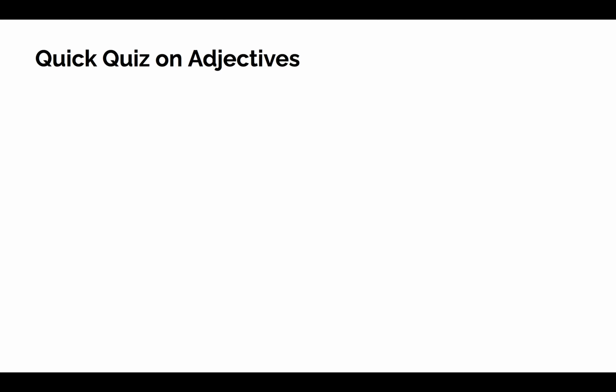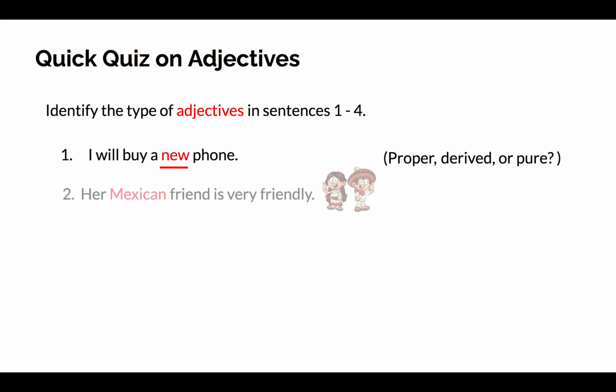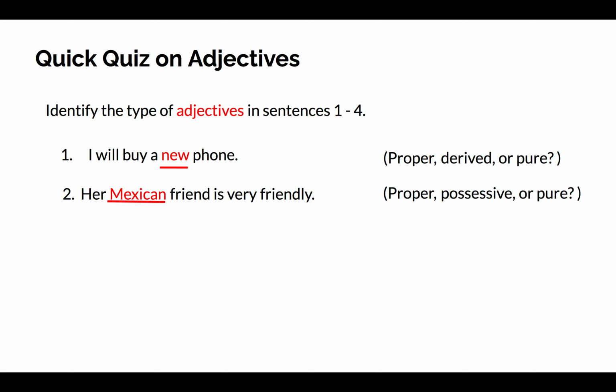Let's take a quick quiz on adjectives. Identify the type of adjectives in sentences 1 through 4. Pause the video after each question, think about your answers, and write your answers down. We will go over the answers on the next slide. Number 1, I will buy a new phone. Is the adjective new proper, derived, or pure? Number 2, her Mexican friend is very friendly. Is the adjective Mexican proper, possessive, or pure?